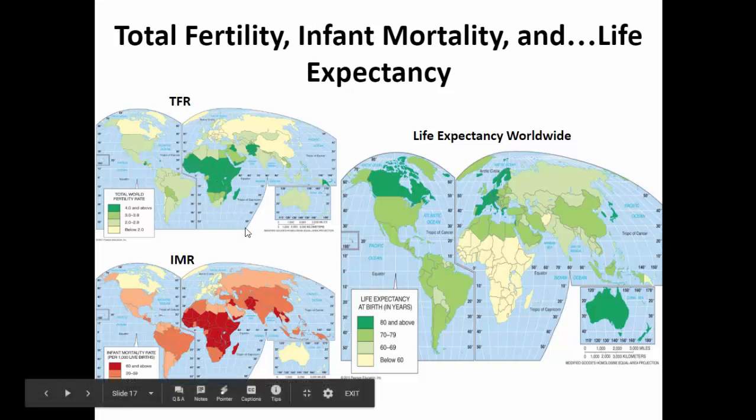Look at IMR, infant mortality. Wow, it's almost a carbon copy, just different colors, right? And again, we have a lot more kids in this area to make up for the fact that the people know fewer kids are going to make it through childhood, right?